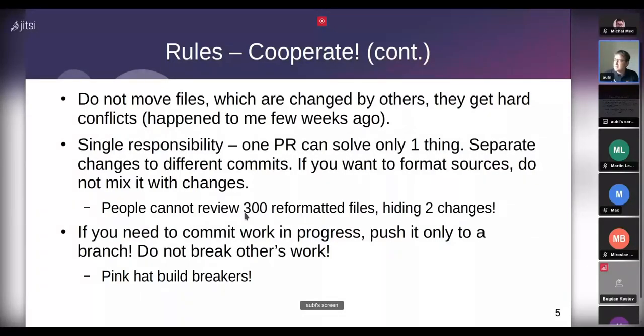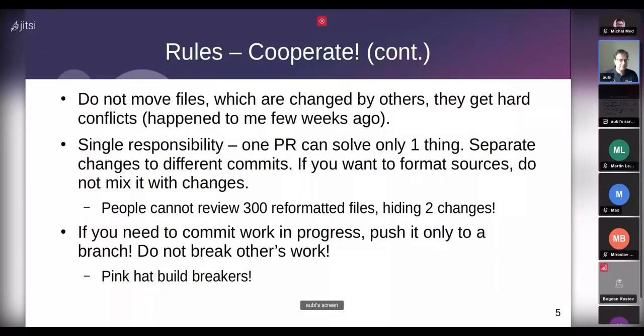I remember that guy was committing something like 300 reformatted files. Some of them were changing functionality, like there were two changes. And the guy who was about to review the pull request said, "Are you crazy? Who do you think is able to review 300 files and find the two ones which you changed?" That guy, the committer, said, "I don't have time, I don't care."